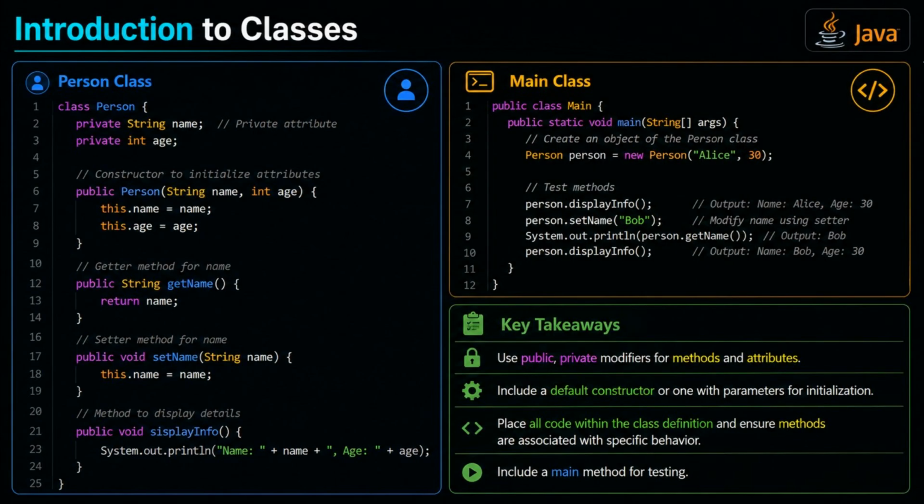Here's a Person class as actual Java code. Private name and age attributes, a constructor to initialize them, a getter and setter for name, and a displayInfo method to print the details. The main class creates a Person object, displays its info, changes the name with the setter, and displays it again, showing encapsulation and controlled access working together.